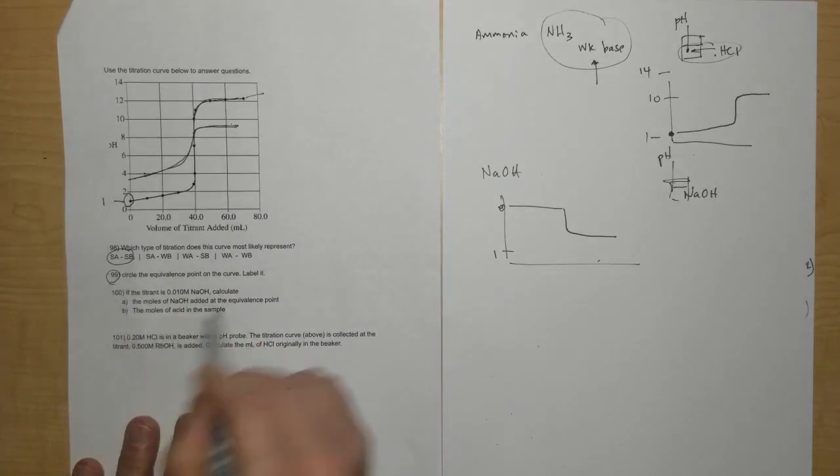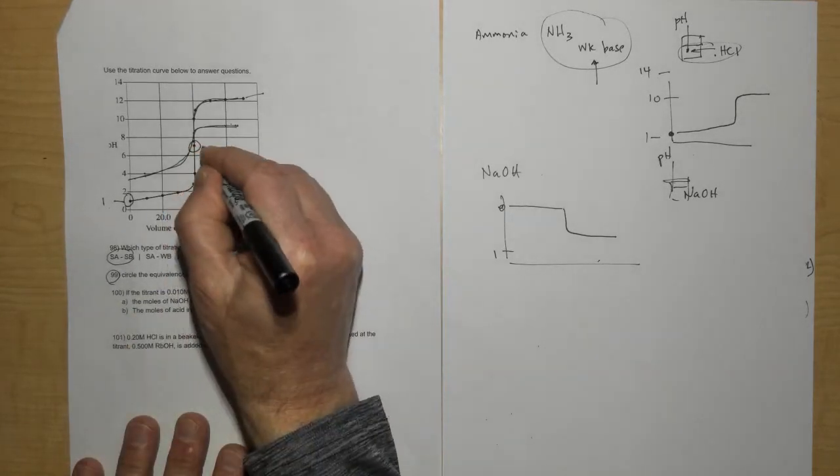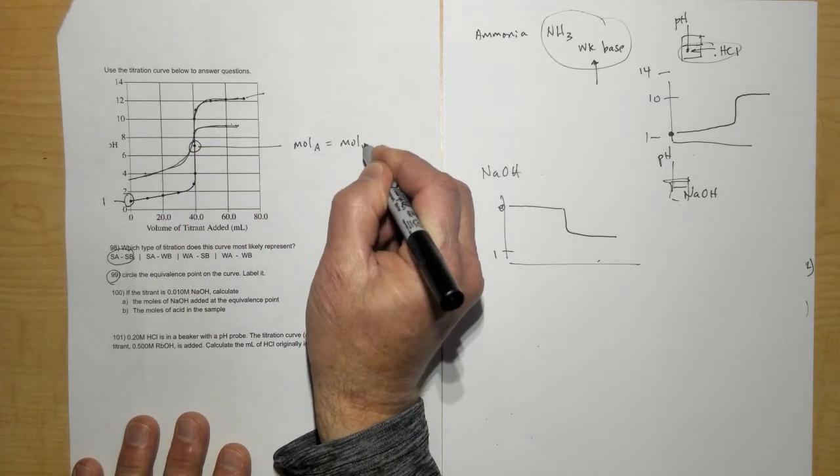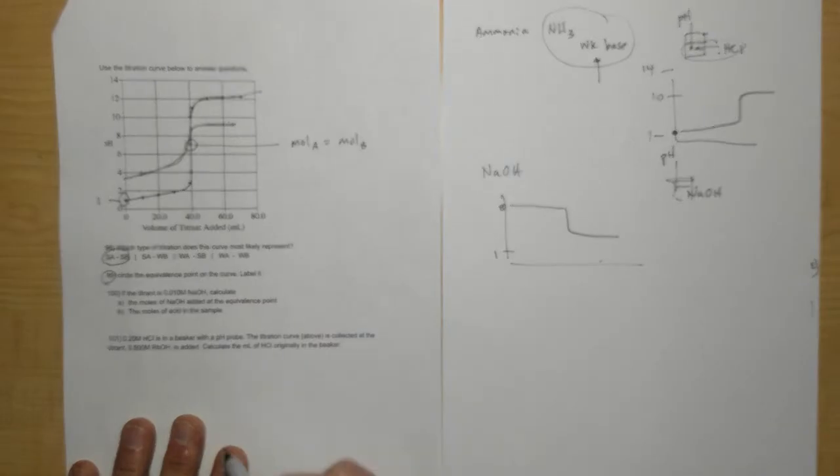Circle the equivalence point and label it. So here's the equivalence point. This is where the moles of acid equal the moles of the base, and it's the middle of the steepest part of the curve.